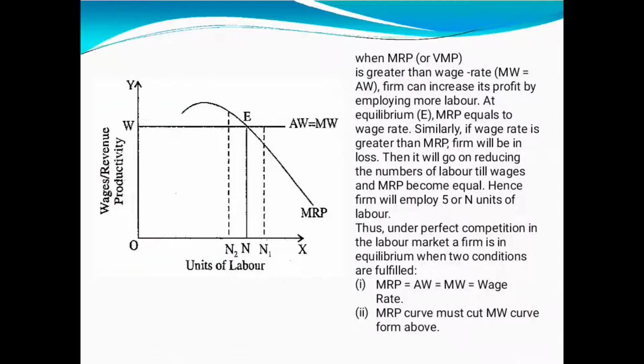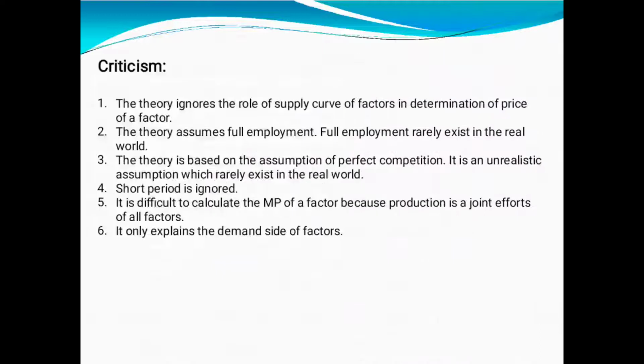So we take labor units on the x-axis, wage or revenue productivity on the y-axis. The optimum level of wage is determined at point E. OW is the optimum level of wage and ON is the optimum number of employed laborers.